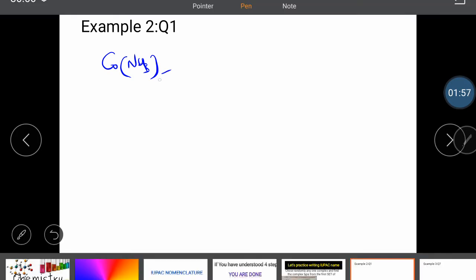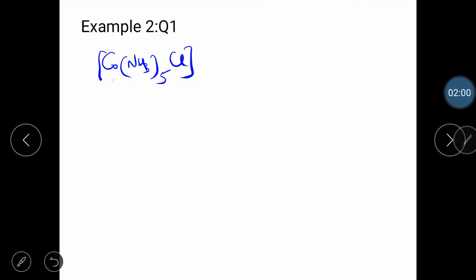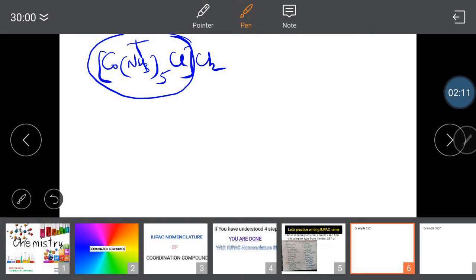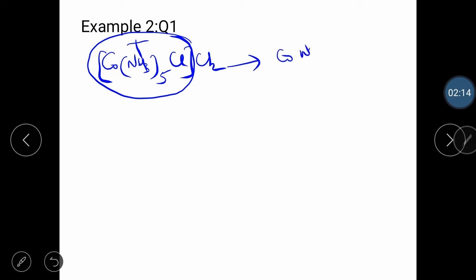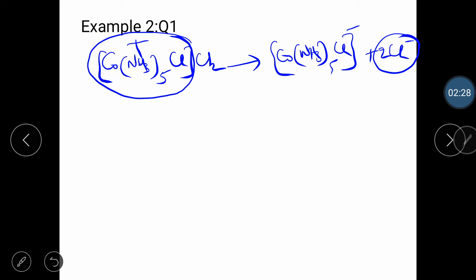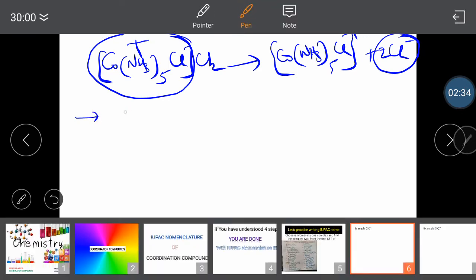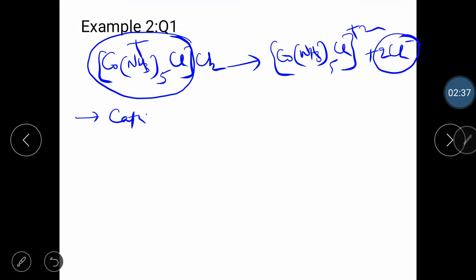[Co(NH3)5Cl]Cl2. If you see clearly, this is my cation and this is my anion. So if I divide this, what do I get? [Co(NH3)5Cl]2+ and Cl-. There are 2 Cl-, so this is minus 2 charge total. So this should be plus 2 charge. So first, which complex is this? Cationic complex.